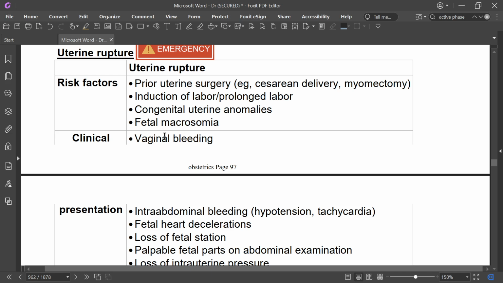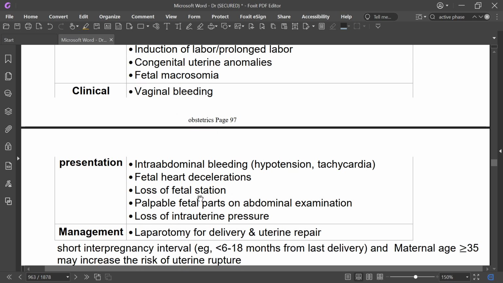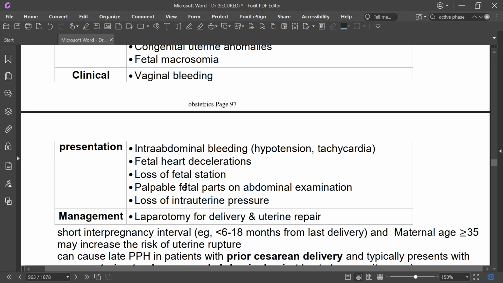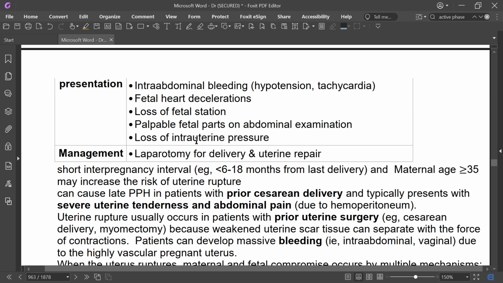Clinical presentation is vaginal bleeding. Intra-abdominal bleeding may cause hypotension, tachycardia, fetal heart rate deceleration, loss of fetal station, palpable fetal parts on abdominal examination, and loss of intrauterine pressure. Management is laparotomy for delivery and repair of the uterine rupture.